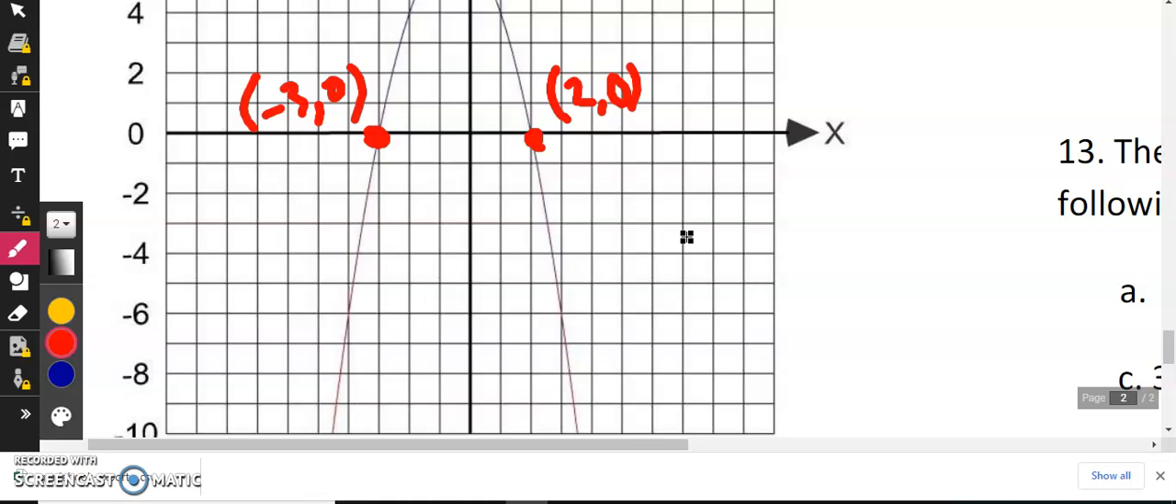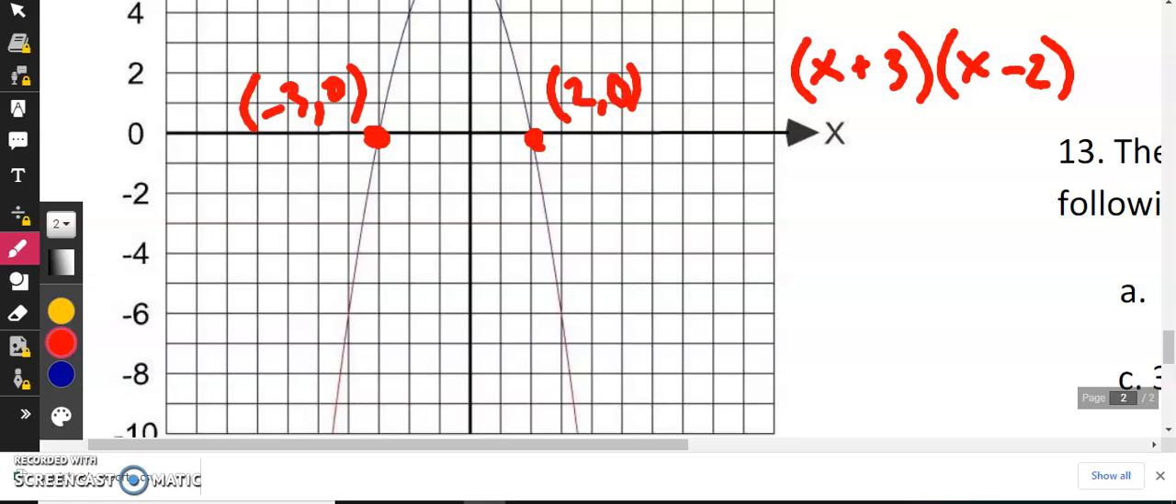So I've labeled my x-intercepts, and now I need to remember that my factored form goes with the x-intercepts to make zeros. So if I see a negative 3 on the x-axis, that means I need a factor of x plus 3. And if I see a positive 2 on my x-axis, that means I need an x minus 2 in the parentheses.